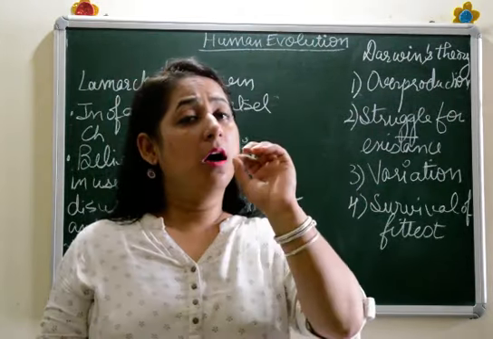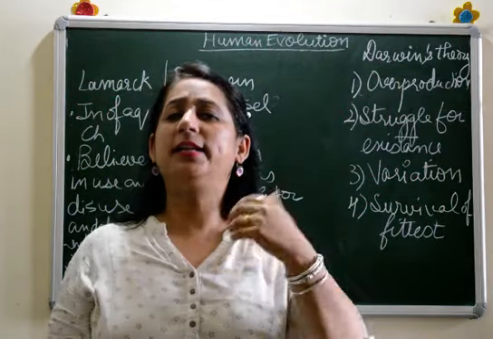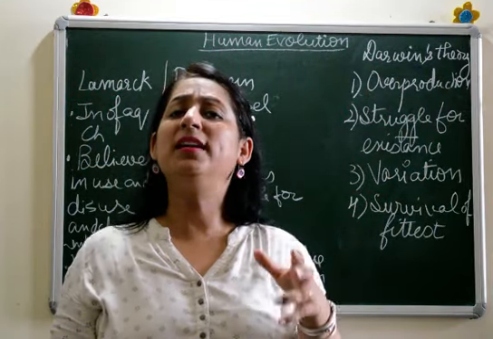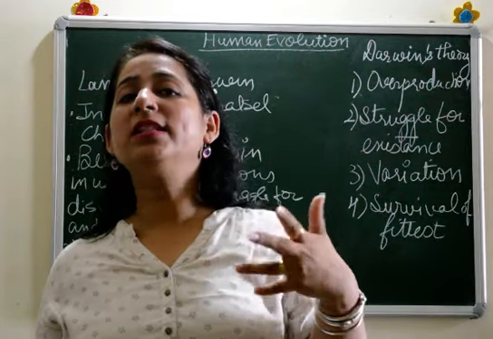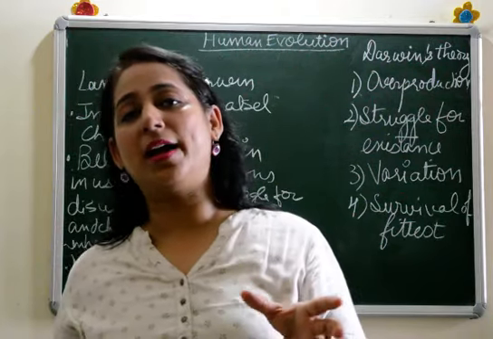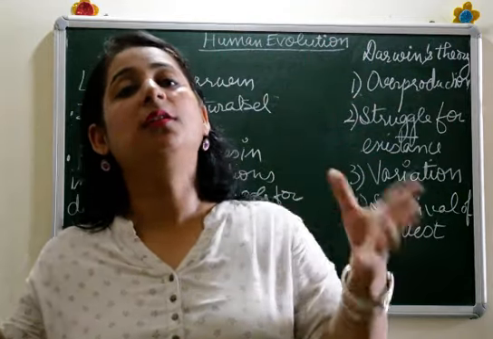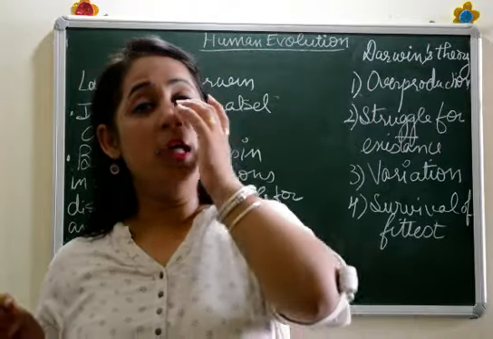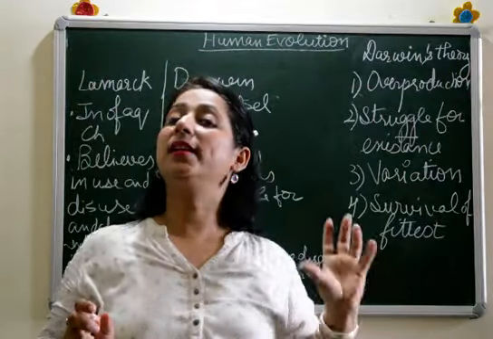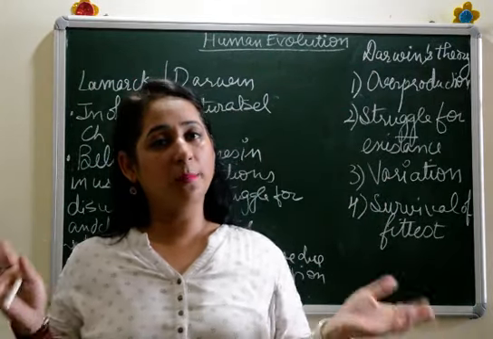Now Darwin stated the theory of natural selection, but he was not able to give the basis of variation, that is, how these variations are caused. He could not explain that. Further research was done and a modern version of Darwin's theory was given, known as Neo-Darwinism, which also stated how the variations are caused. Now this was all about the topic.